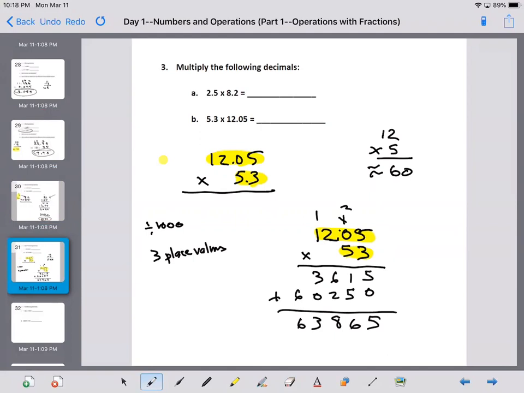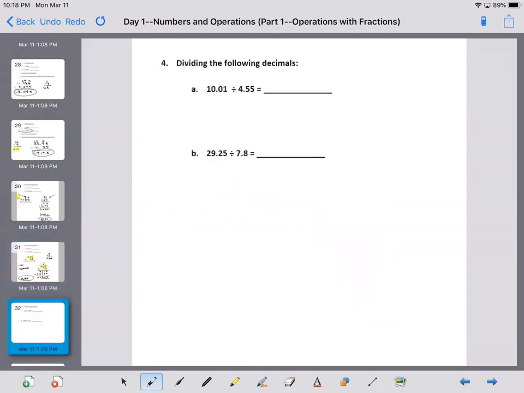So it's not 63,865. Remember, I need to divide it by 10 three times, which is the same as dividing by 1,000. So we would get 63 and 865 thousandths. All right, we'll look at division.